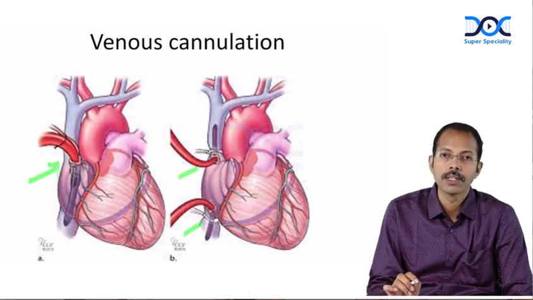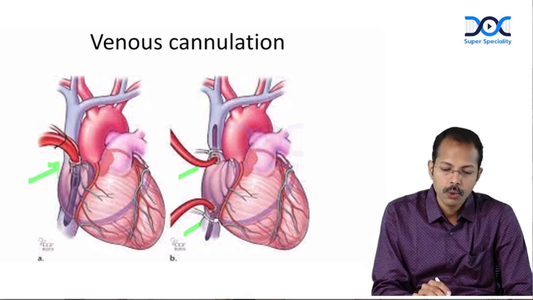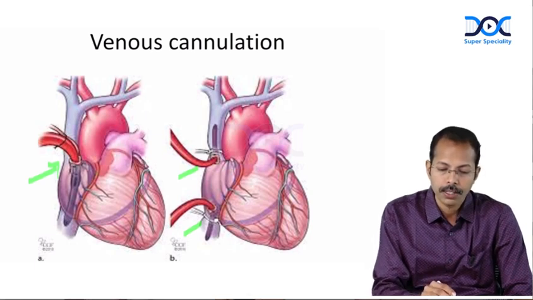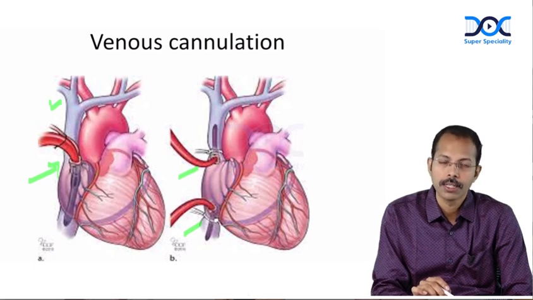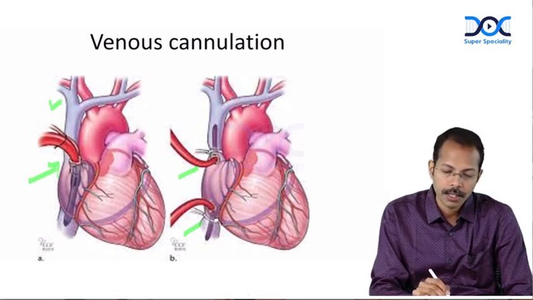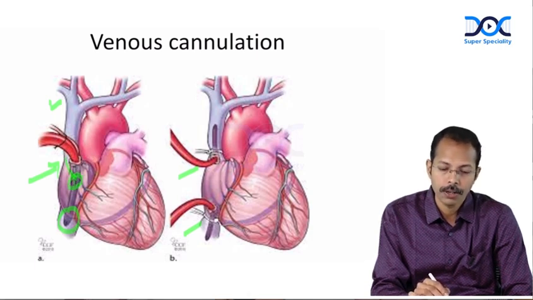There are two cannulas. This is called two-stage single venous cannulation. This method is called two-stage single venous cannulation because with the help of a single cannula, both the IVC and the SVC blood will be drained with the help of fenestration in this cannula here. So that is why it is called two-stage single venous cannulation.